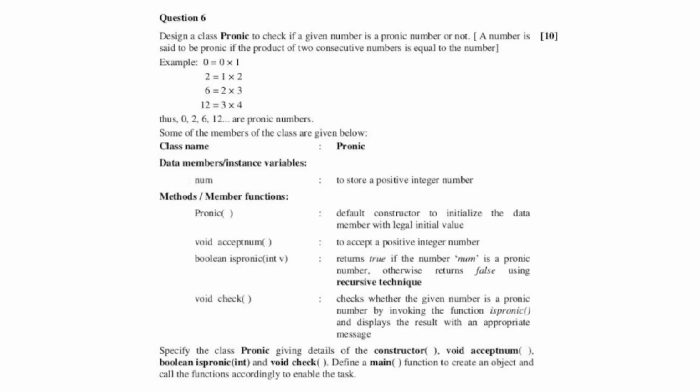The first question of section B, that is question number 6, is based on pronic numbers. A number is said to be pronic if the product of two consecutive numbers is equal to the number.